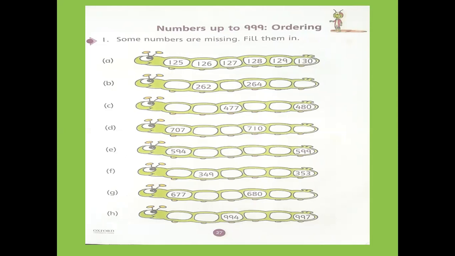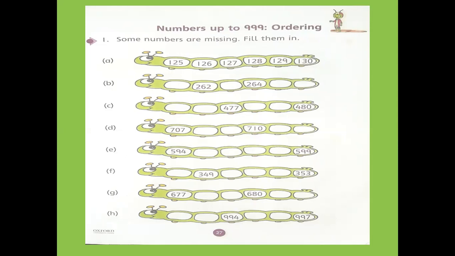Okay, so in most of these parts we work in ascending order. Ascending means to go from bottom to top, from small to big. 1 2 3 4 5 6, these are in ascending order. And the second one, descending, means you come from top to bottom, like 10 9 8 7 6 5 4 3 2 1. These are descending. And 1 2 3 4 5 6 7 8 9 10, this is the ascending order. Here we will write in ascending order.